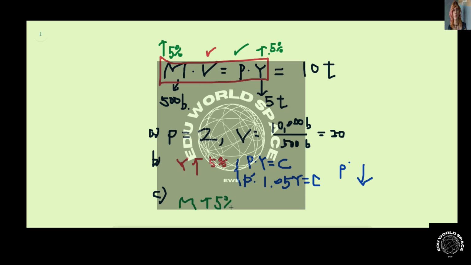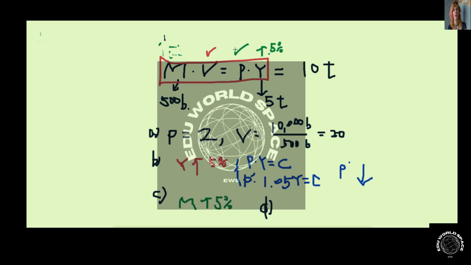Okay, the last question D is asking, what money supply should the Fed set next year if it wants inflation of 10%? This is more difficult because now we have to change two items in this equation. So I'll just erase the question here.